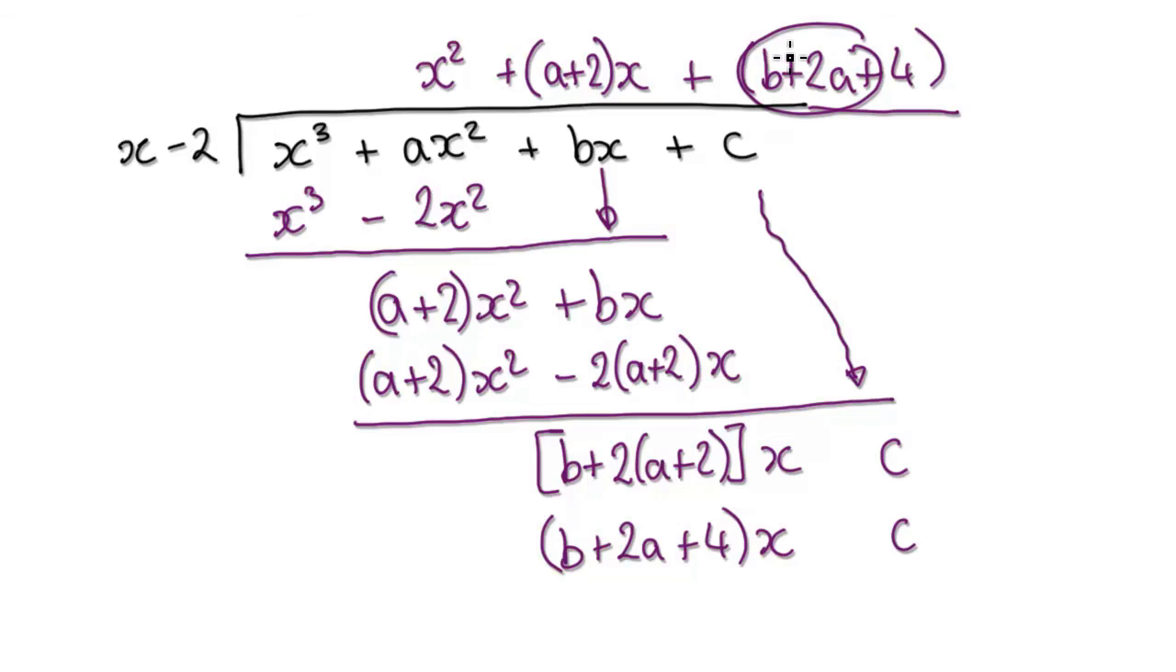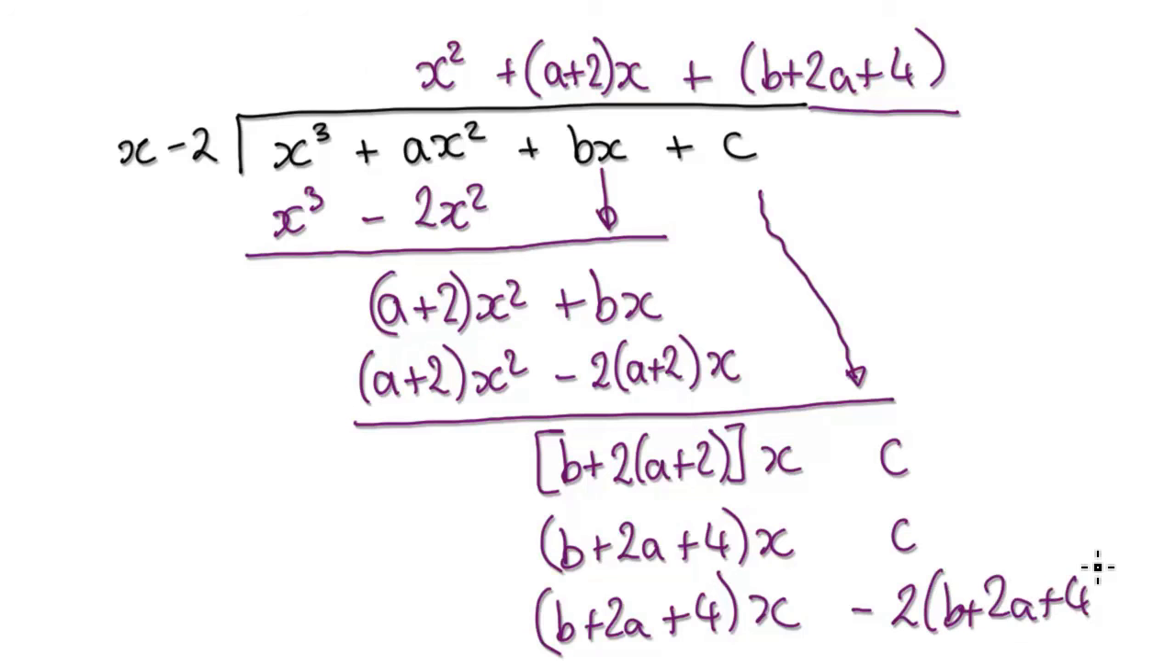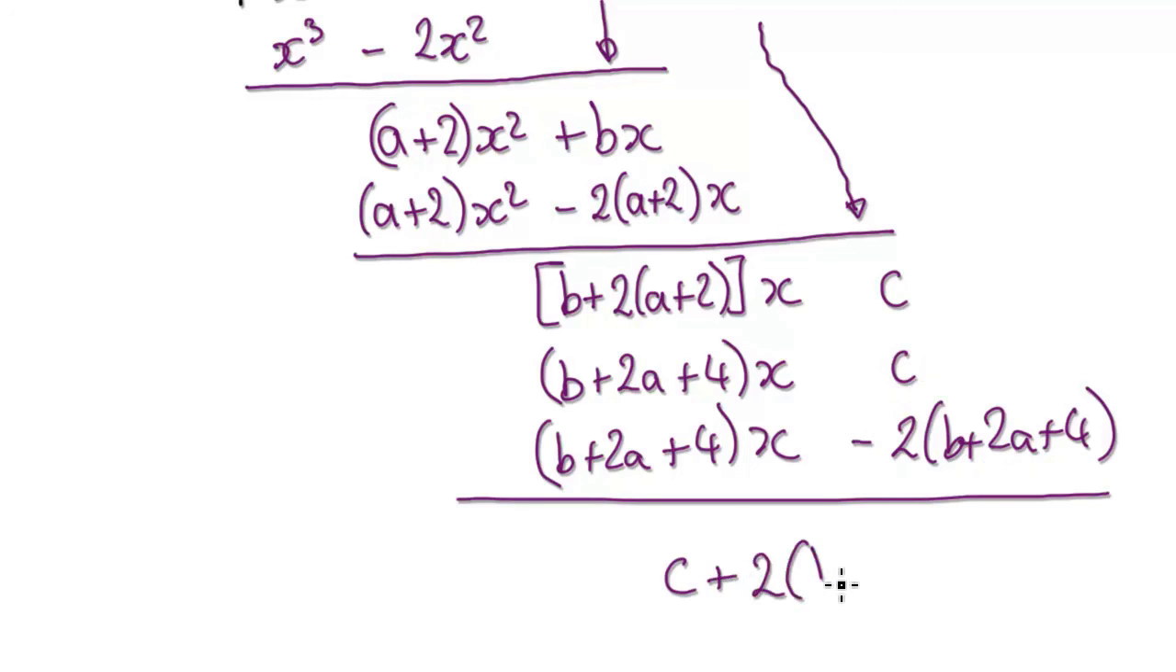So now this times this, that will then give us b plus 2a plus 4 x, and then this times this, that will then be minus 2 times b plus 2a plus 4, and then now you would get this take away this, so these two are going to cancel each other out, so this take away this would be c plus 2 times this. So this is your remainder.